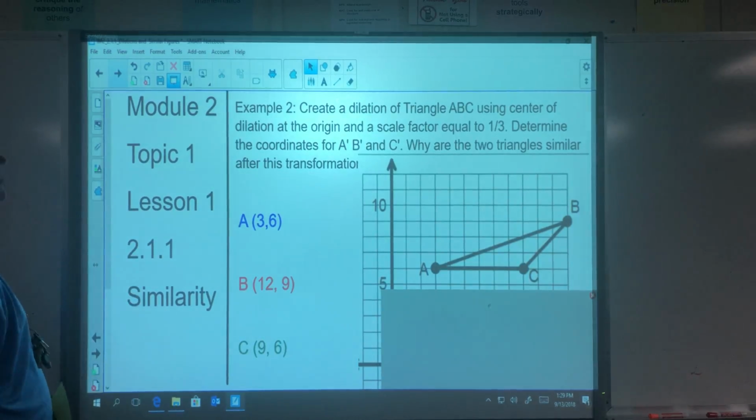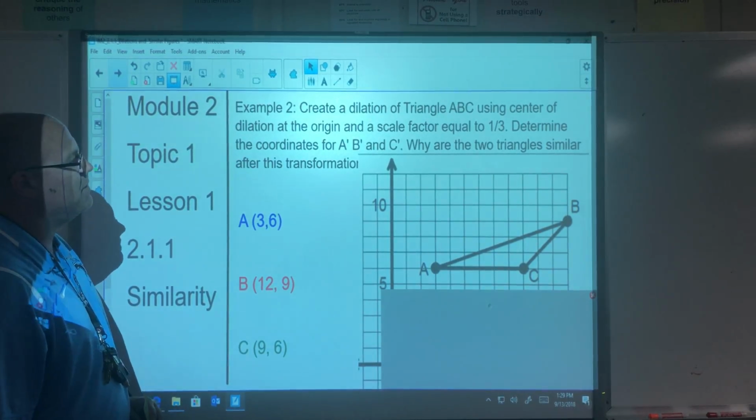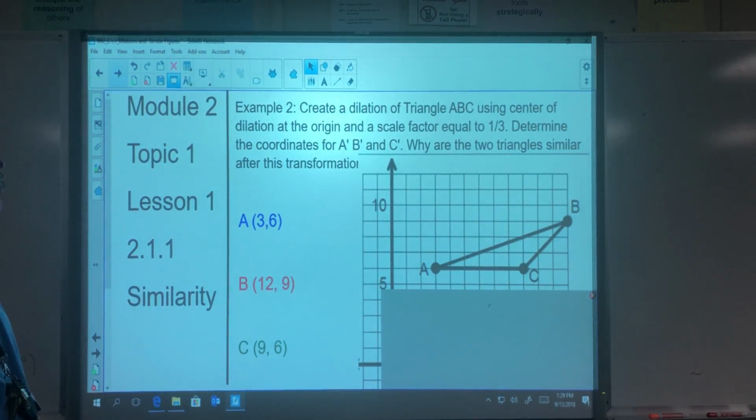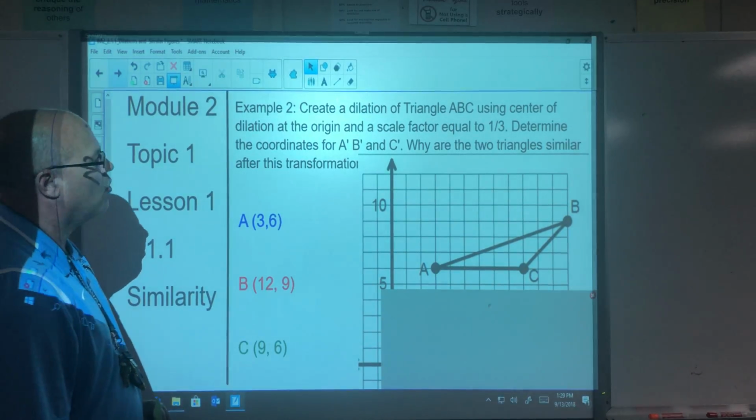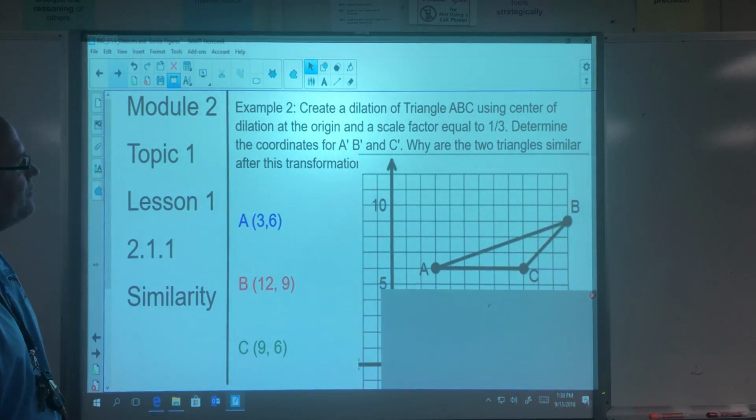All right, let's look at another example. Create a dilation of triangle ABC using the center of dilation at the origin and a scale factor equal to 1/3. Determine the coordinates for ABC prime. Why are the two triangles similar after this transformation?